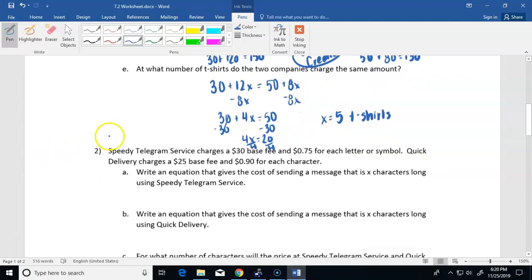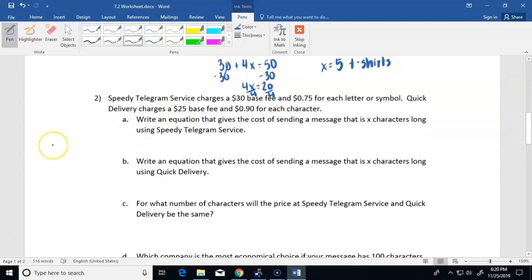Okay, we'll continue on. We have a situation in Part 2 where it says Speedy Telegram Service charges a $30 base fee and 75 cents for each letter or symbol. Quick Delivery charges a $25 base fee and 90 cents for each character. So A and B, just like the last, ask us to write an equation. So I'm going to still use a C for cost. It tells us to write an equation that gives the cost of sending a message that is X characters long. So I'm going to use X for the number of characters.